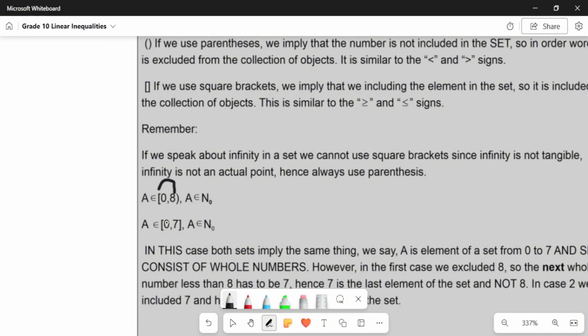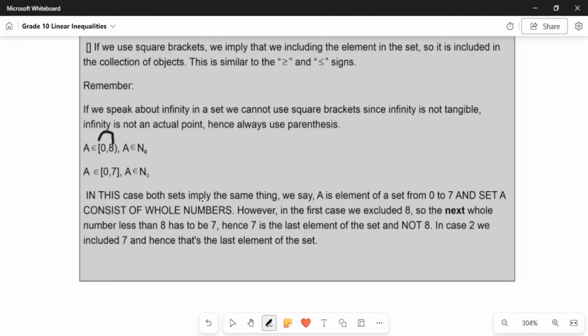You're stating extremes here. This is the lower extreme, that's the upper extreme, right? With the lower extreme, are you including it? Yes, then use square brackets. In this case, the upper extreme, are you including it? Yes, then use square brackets, but then state what types of numbers these are, right? So it has to exist in the whole number set. In this case, both sets imply the same thing. We say A is an element of the set from 0 to 7, and set A consists of whole numbers.